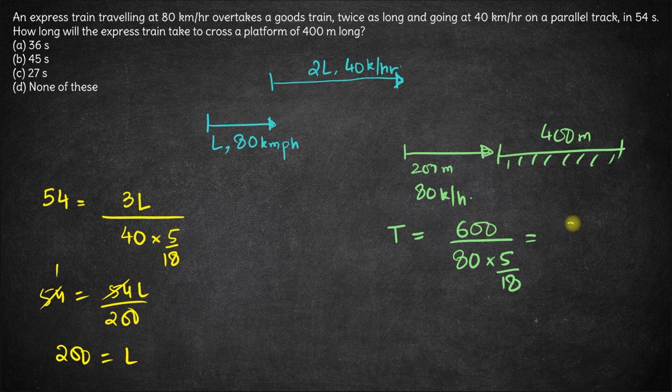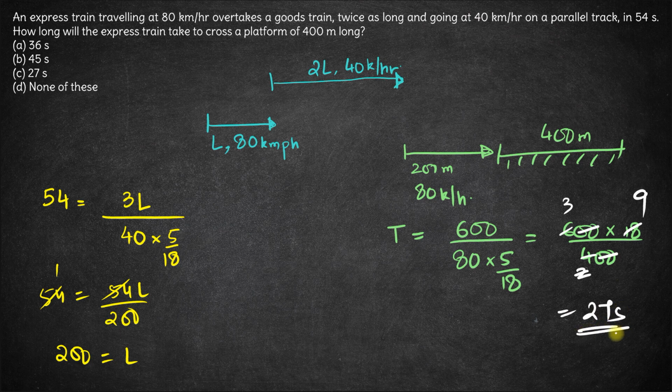So, we have 600 into 18 divided by 18 to 5 which is 400. So, now let's simplify this. Factor of 100 gets cancelled out. This goes by 2, 3 times. This goes by 2, 2 times. 18 goes by 2, 9 times. So, we have 3 into 9 is 27 seconds. So, the final answer here is option C, 27 seconds.